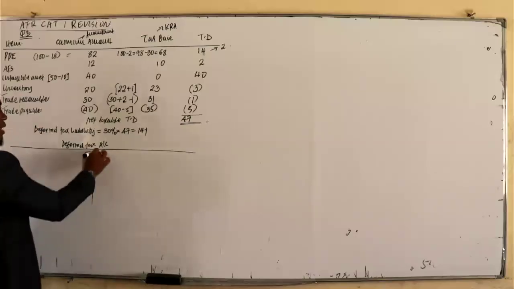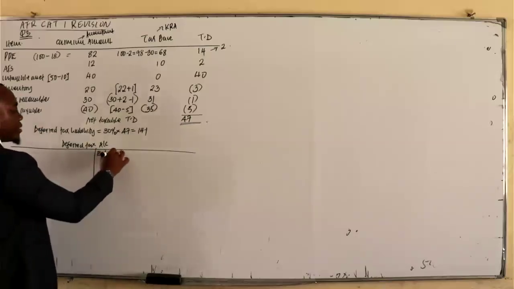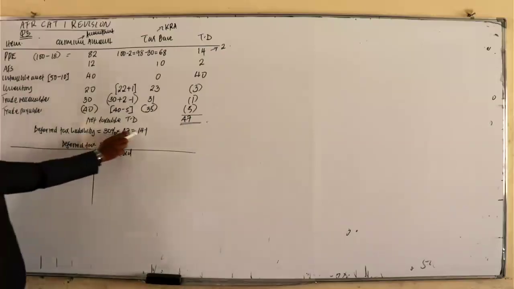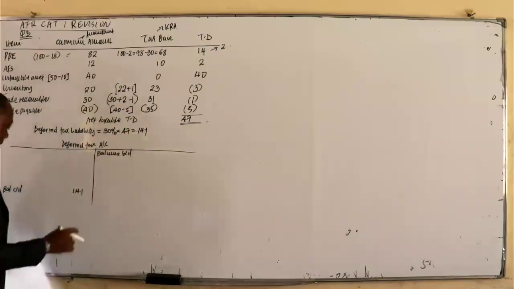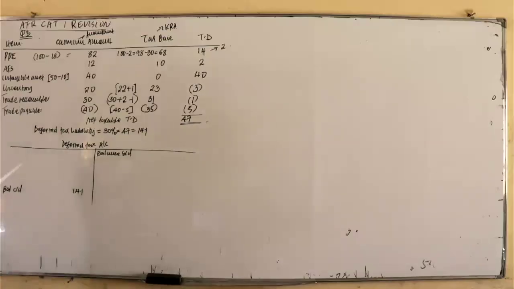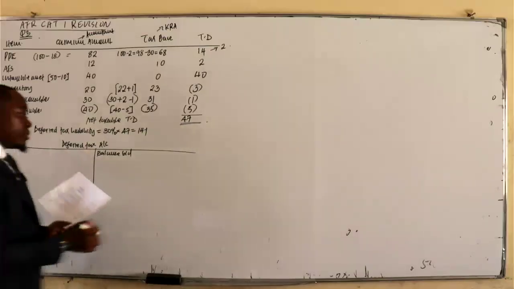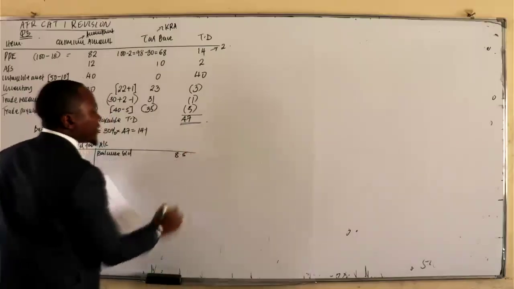Deferred tax is a liability, so therefore the opening balance will be on the credit side, and then we have the closing balance on the credit side. The balance carried down is 14.1. The last note we had already been given. The deferred tax liability as at 1st of June 2021 was an amount of 8.5.